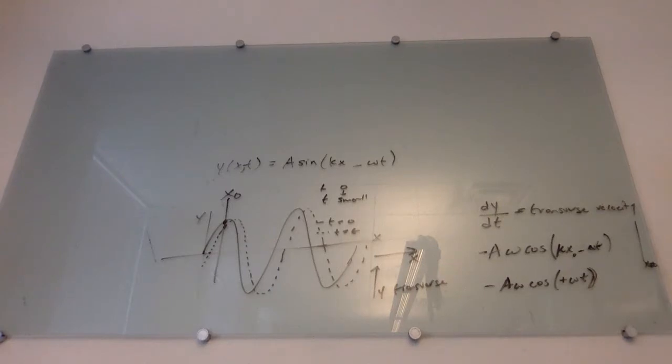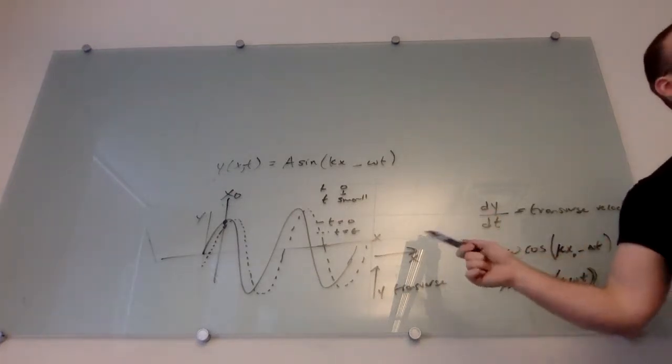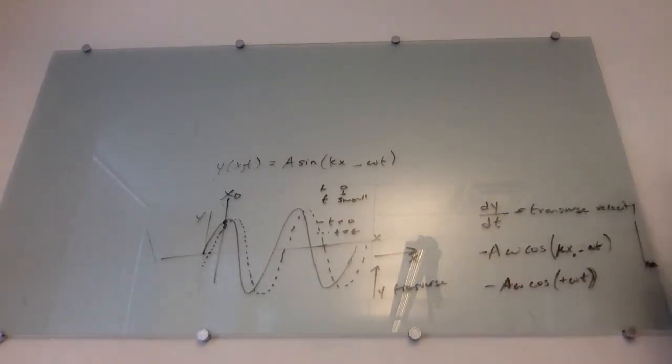Anyway, sorry, what was the point? Oh yeah, this is the transverse velocities. The transverse velocity is the time derivative of the y position at a fixed x. It doesn't have an overall transverse velocity because each point has a different transverse velocity.